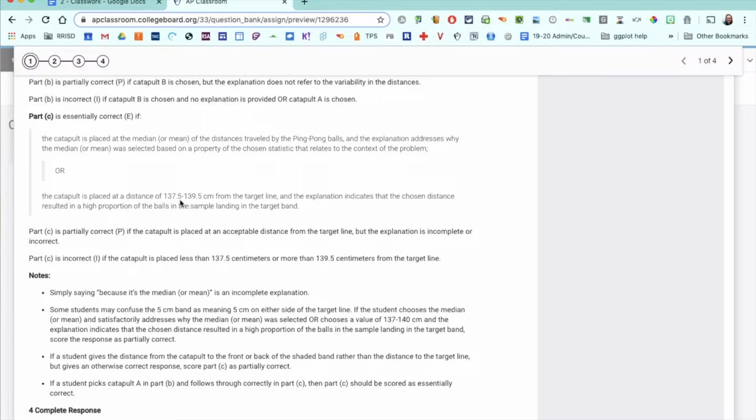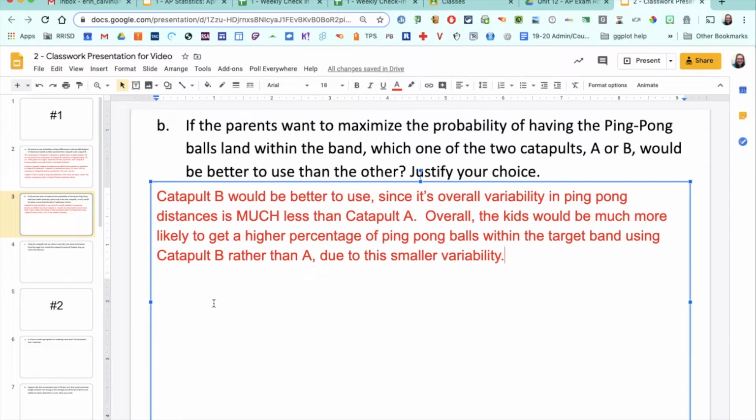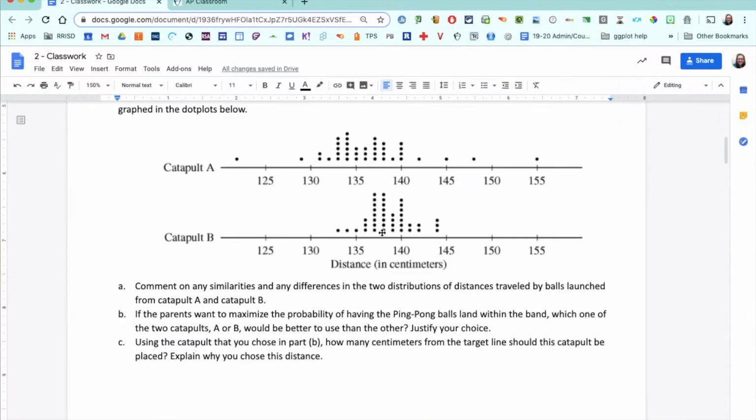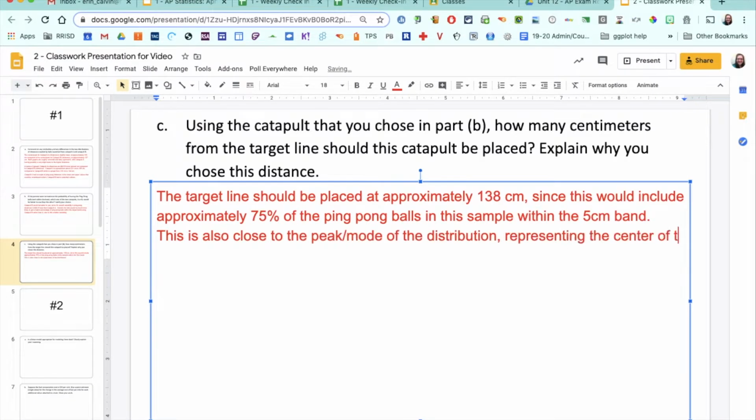Or you may have said somewhere in the range of 137.5 to 139.5 and explained that this has the highest proportion of balls within the target band. So either of those answers would be appropriate. I'm going to type what I would have typed here. So that's kind of what I put. Again, it's about the center, and that it would include approximately 75% of the ping pong balls within the 5 centimeter band. Again, you could have said a couple different things as long as you justified it well enough and fully enough.